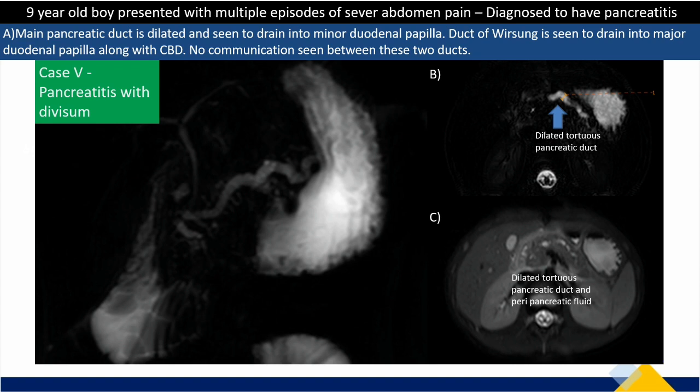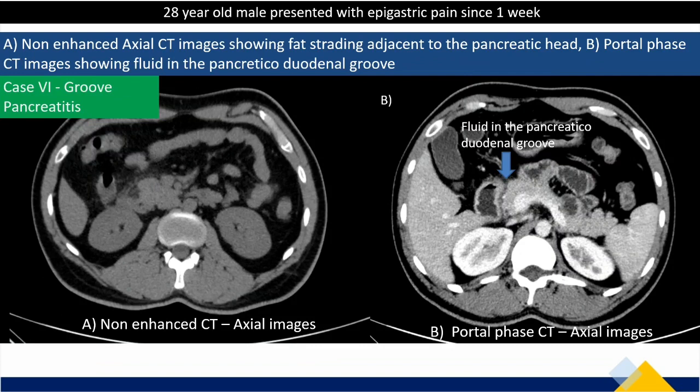In the axial T2 weighted images, we can see enlarged pancreas, and there is enlarged pancreatic duct which is tortuous, and there is mild fluid in the peripancreatic region. This is a case of pancreatitis with pancreas divisum.